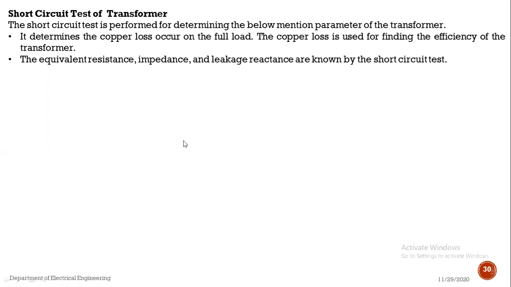While finding the efficiency of the transformer, we use this copper loss. We have the iron losses, we find out the copper loss, and then we are able to find out the efficiency of the transformer. After that, we are able to calculate the equivalent resistance, that is R01 or R02, referred to any one of the sides. Then equivalent impedance, that is Z01 or Z02, and leakage reactance, that is X01 or X02.